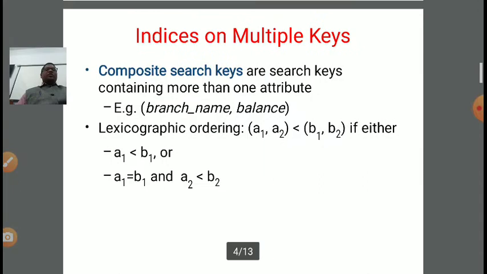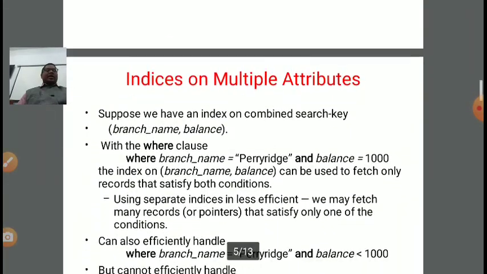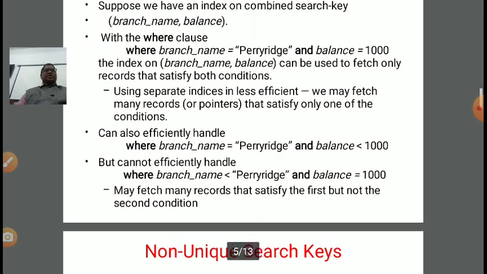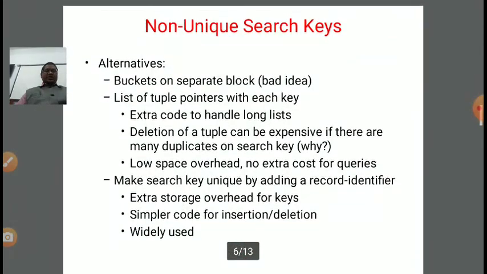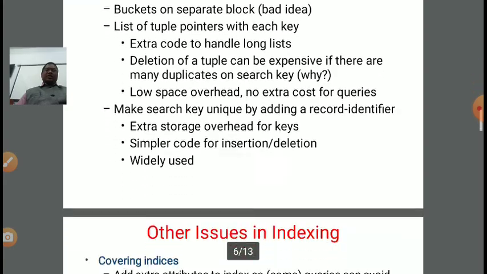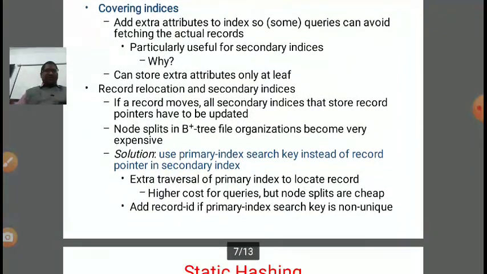Then we discussed how to implement indexes on multiple keys, and I explained lexicographic ordering. Then indexes on multiple attributes, how to put them. With the help of a query we understood that we cannot use a comparison operator with a string. Then the non-unique search key concept was also discussed: what the various issues are and what alternatives are possible for non-key and non-unique search keys. Then we discussed covering index issues.